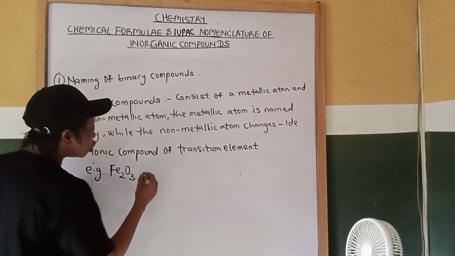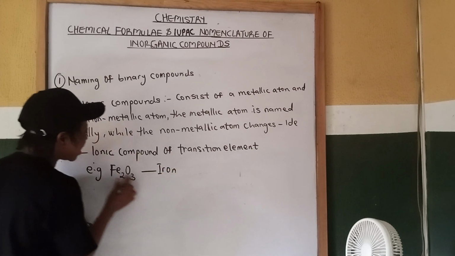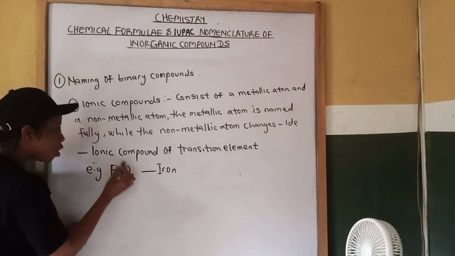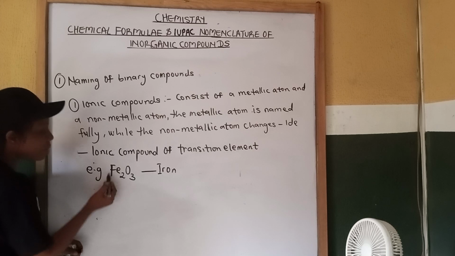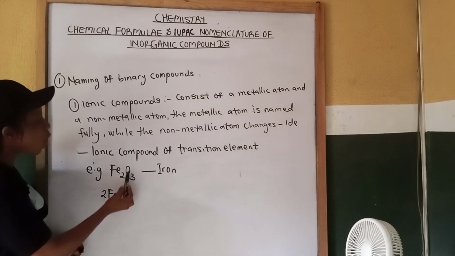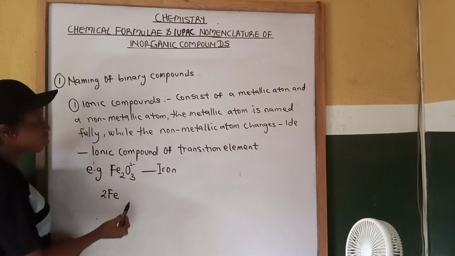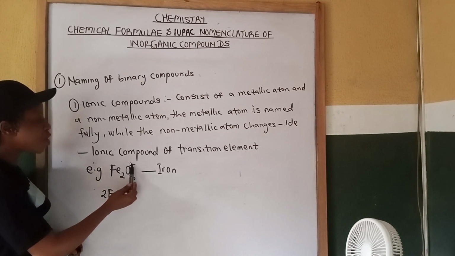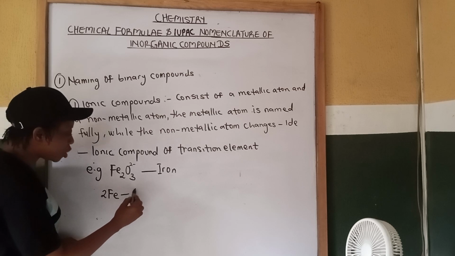So let's start. You name Fe, which is iron, fully. Then calculate the oxidation number of Fe from this compound. Now, how many Fe do we have? That's 2. So 2 times Fe will give me 2Fe. Then what is the charge on oxygen? That's 2 minus. That's the valence of oxygen, -2. So -2 times 3 will give me -6.